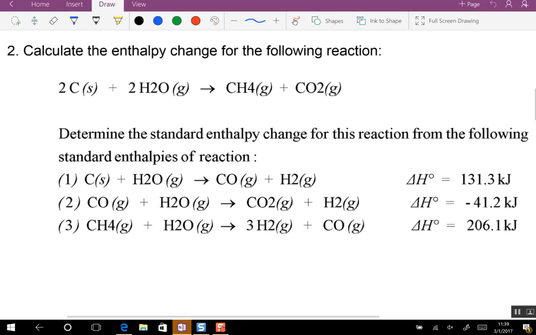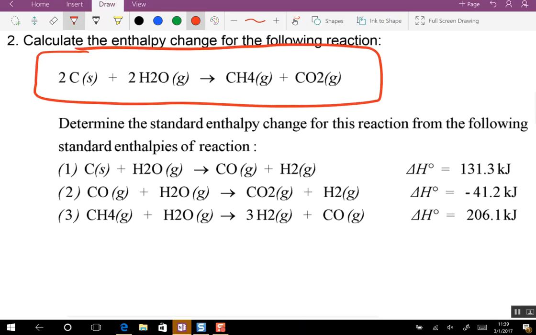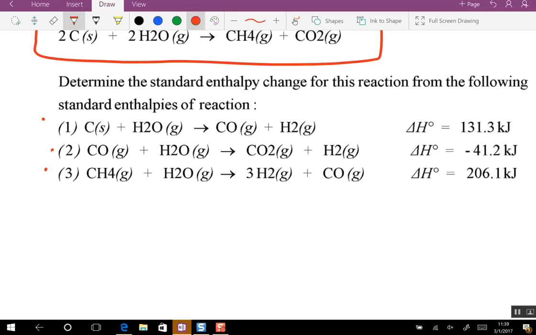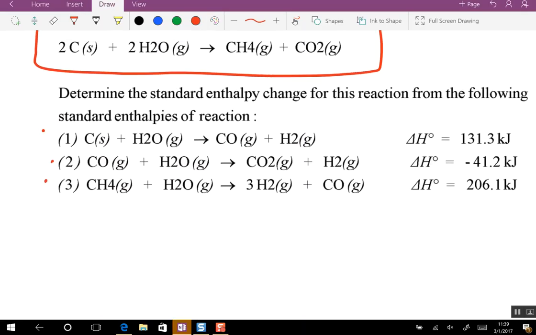All right. First of all, you have to have your target equation. This is what we're going for. And so now we have to make these equations down here look like the one that we're going for. So let's look here. We have two carbons, easy to start with.